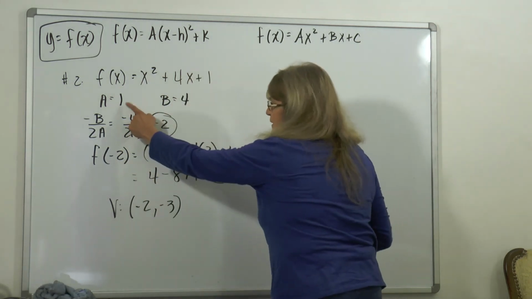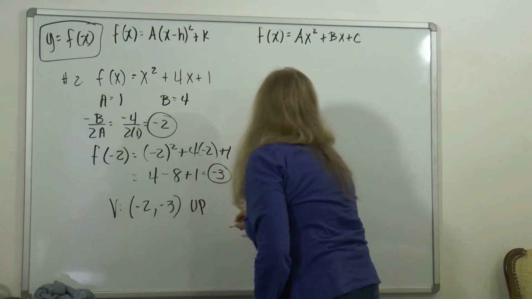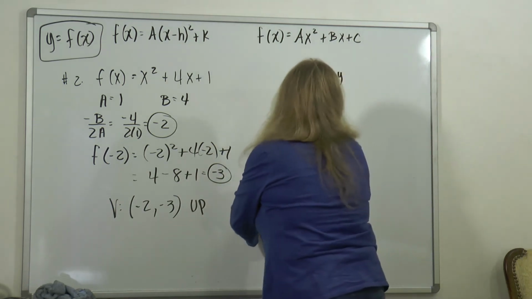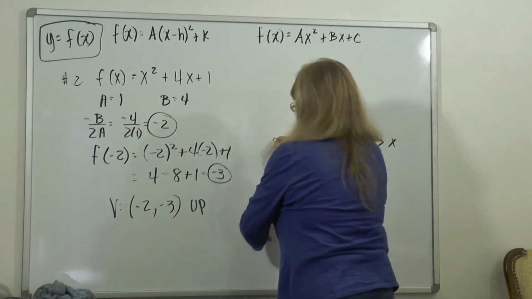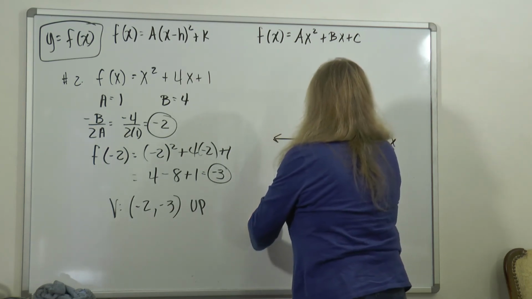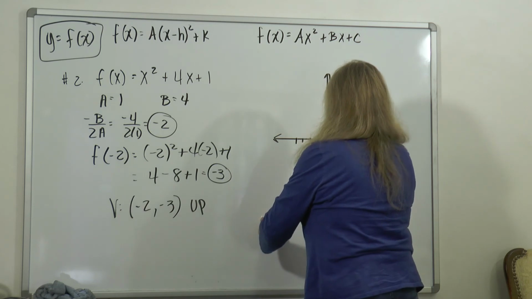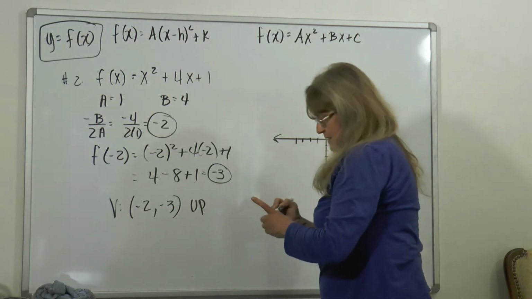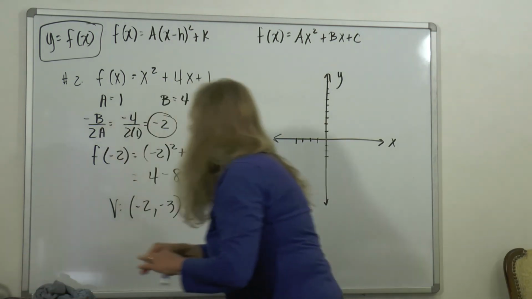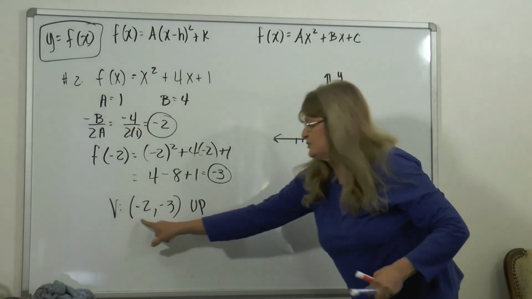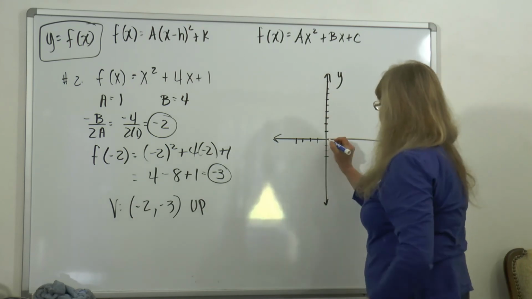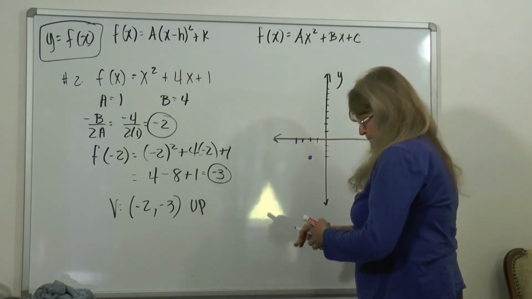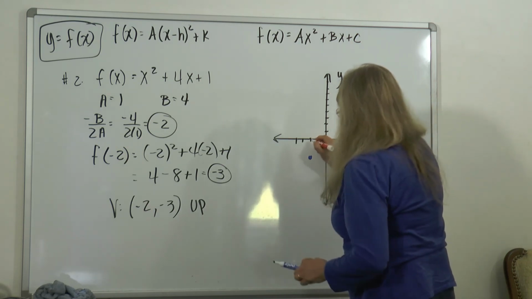And since A is a positive, it's going to open up again. Make your little graph. Okay, so from the origin, -2 in the x and then -3 in the y direction. So 1, 2, 1, 2, 3. Good enough. Put my axis of symmetry.